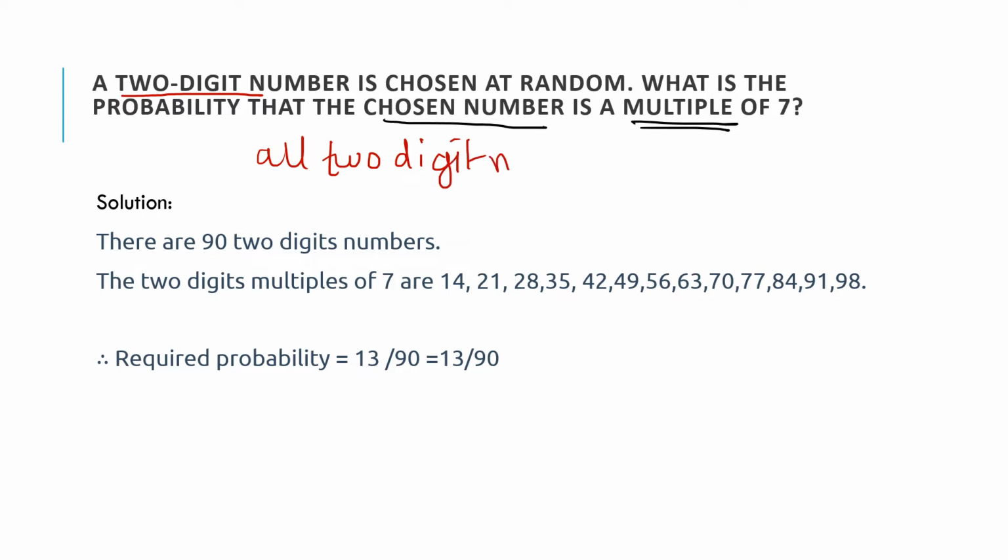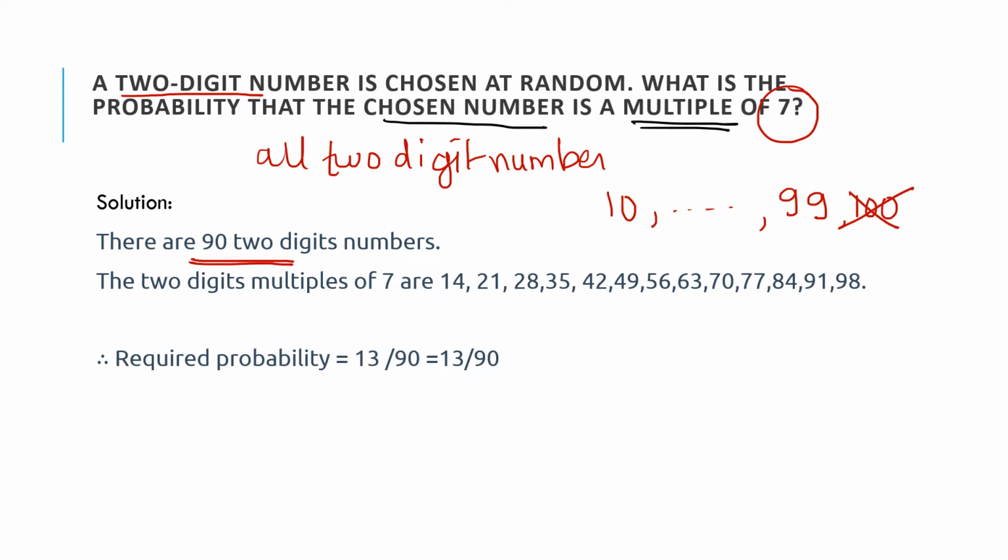Two-digit numbers start from 10, 11, 12, 13 till 99. After 99 we have 100, which is a three-digit number, so that is not considered. So from 10 to 99 we have a total of 90 numbers, and out of these 90 two-digit numbers we want to find only those which are multiples of 7.